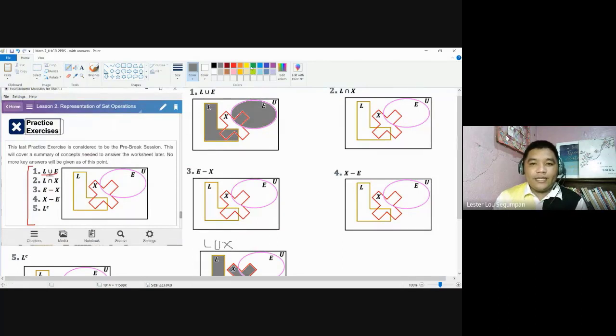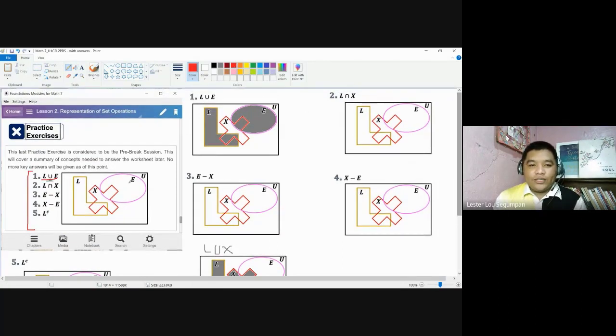Let's proceed to the next item, number two, which is concerned with the intersection of two sets, namely set L and set X. If I talk about intersection, we are just going to shade the area which is common, or the overlapping portion, for the two given sets. This is set L and this is set X. Consider only the portion where the two are actually overlapping each other.